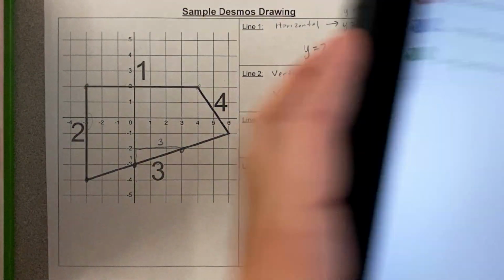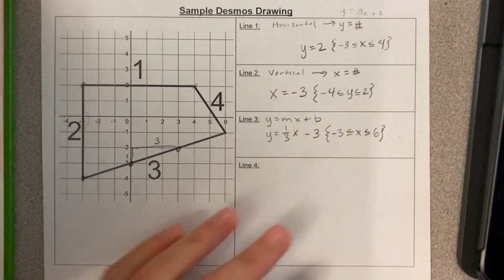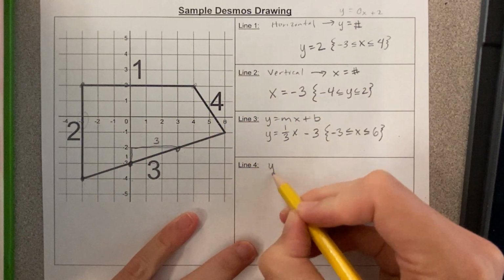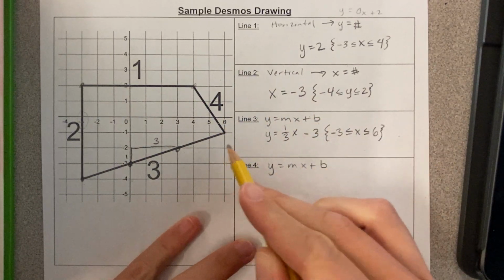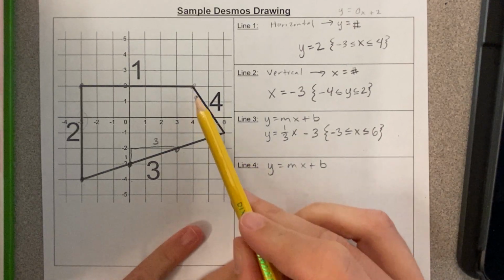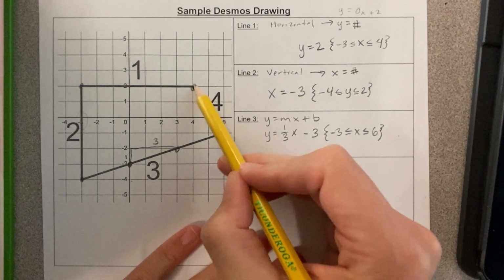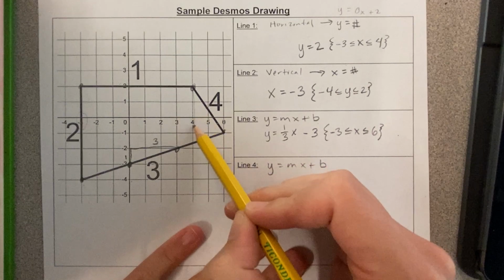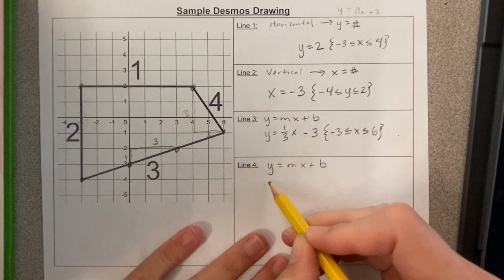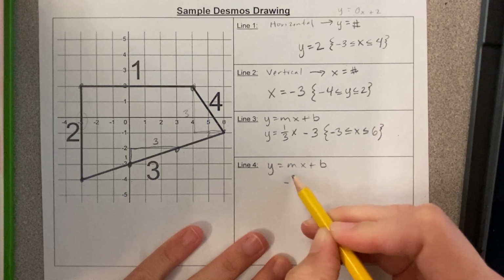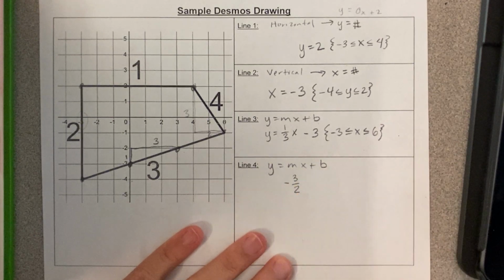So now I can come over here and find the slope. This is going to be y equals mx plus b. Now the b is what I don't know because I can't see it on the graph, but we're going to figure it out in a second. Let's look at the slope because I can just use 2 points and count my rise over run. So I'm going to go rise of 3 and run of 2. I see my line is negative, so my slope is negative 3 over 2.